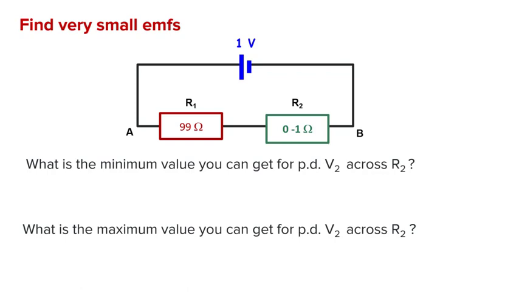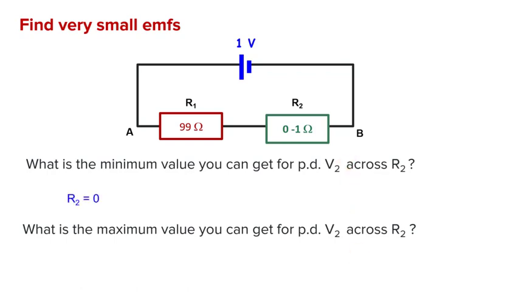Suppose I have a 1 volt cell that is connected in series with a 99 ohms resistor and a variable resistor of maximum 1 ohm. What is the minimum value you can get for the potential difference across R2? What is the maximum value you can get for the potential difference across R2? Let us quickly work this out. In both cases, we can use the potential divider principle to find our answer.